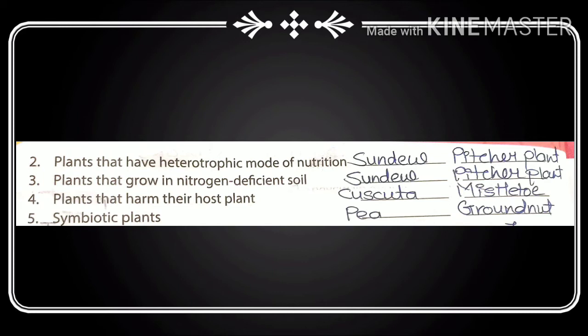Then next is plants that harm their host plant. So here the category that comes is parasitic plants. So write down any example of parasitic plants, here cuscuta and mistletoe. Fifth is symbiotic plants. So write down any two examples of leguminous plants, for example pea and groundnut. Note it down in the textbook with neat and clean handwriting.